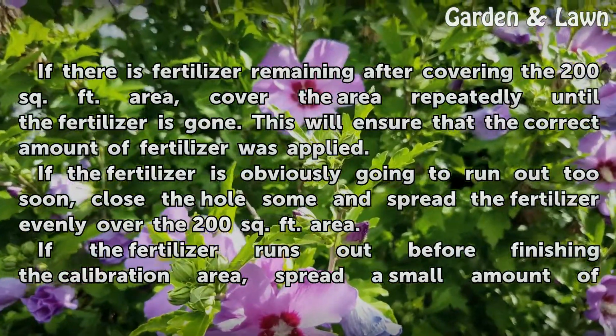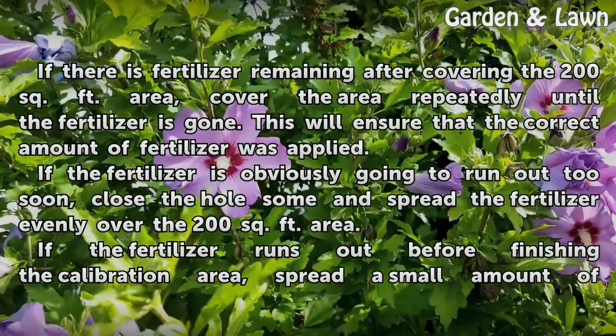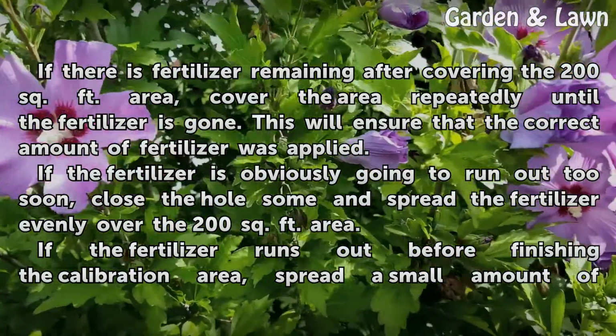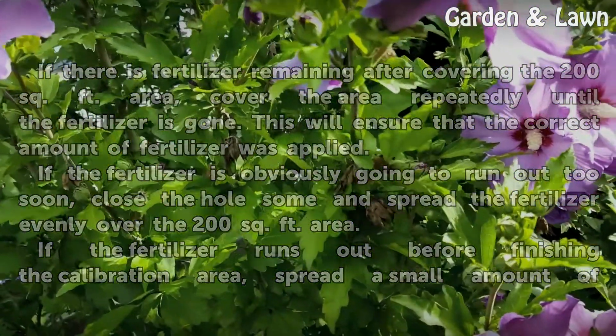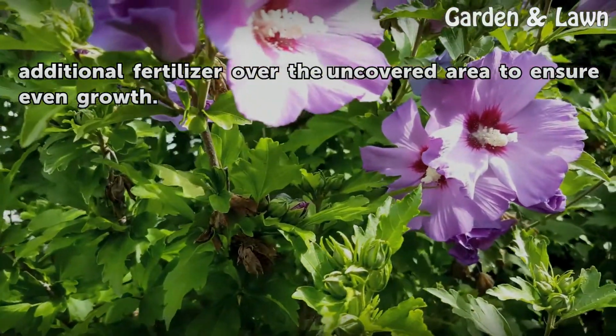If the fertilizer is obviously going to run out too soon, close the hole some and spread the fertilizer evenly over the 200 square feet area. If the fertilizer runs out before finishing the calibration area, spread a small amount of additional fertilizer over the uncovered area to ensure even growth.